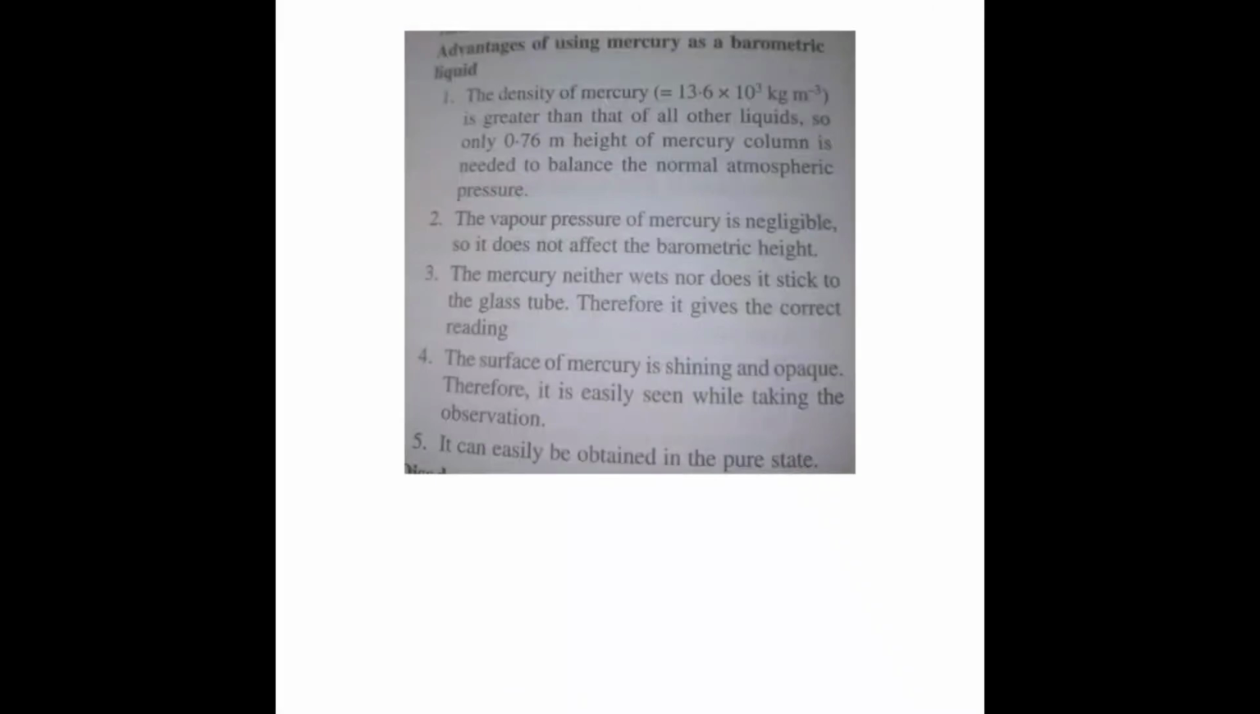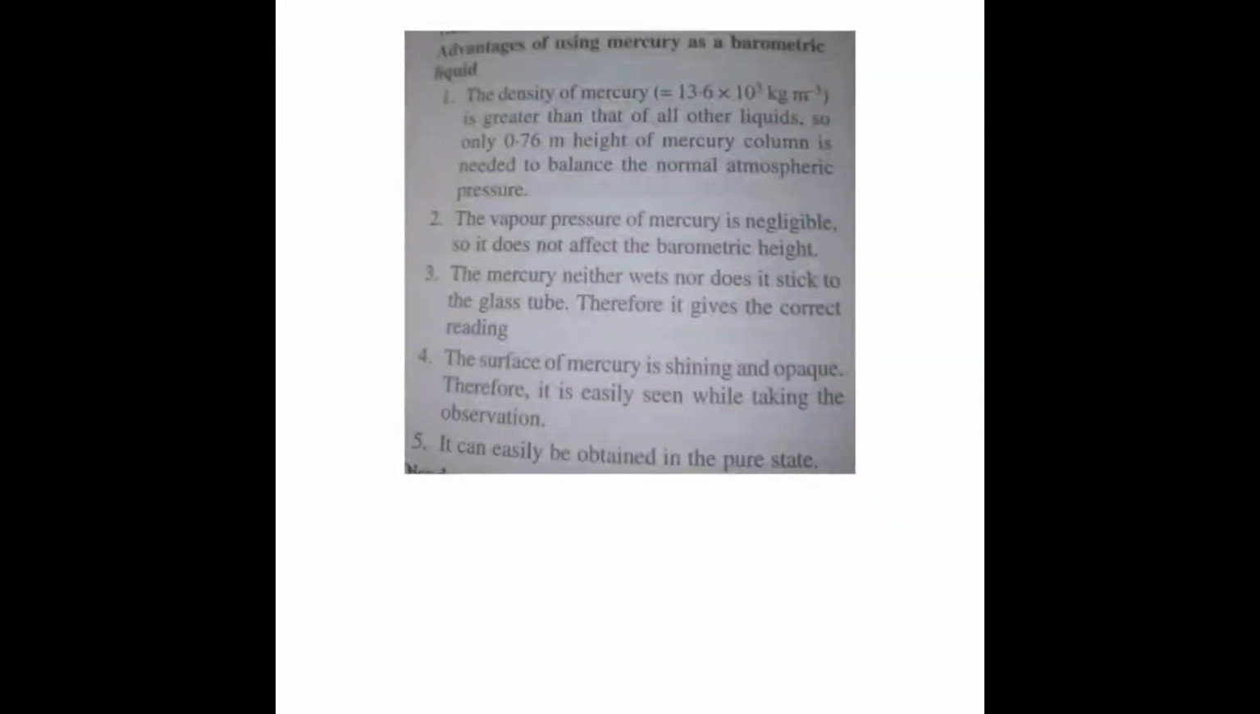Now here I have given a few notes. What are the advantages of mercury as a barometric liquid? These points you need to write in your exercise book. Why do we use mercury in a barometer? Why don't we use water? This is the reason: the density of mercury is high. The vapor pressure of mercury is negligible, it does not produce any vapor.